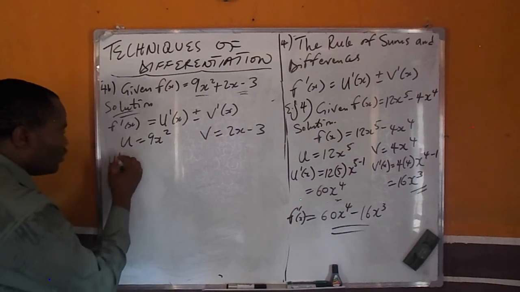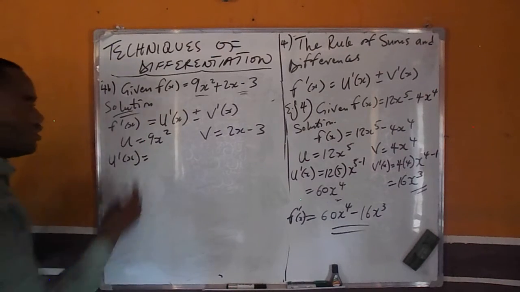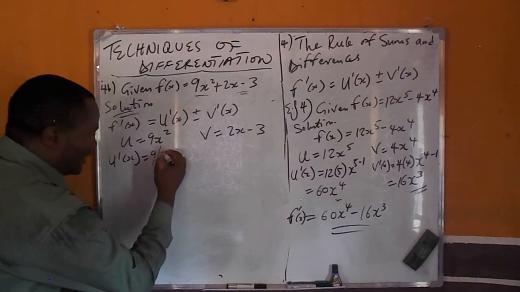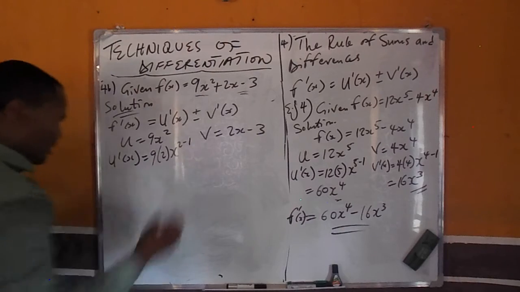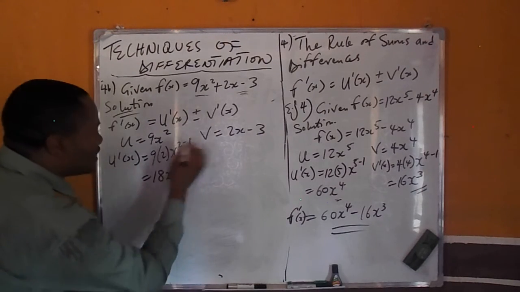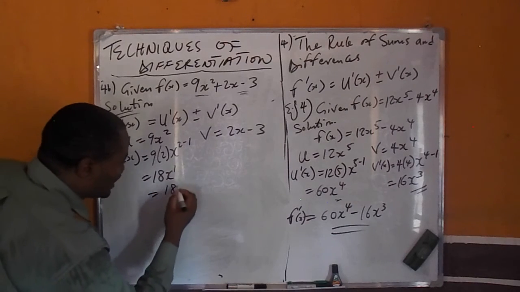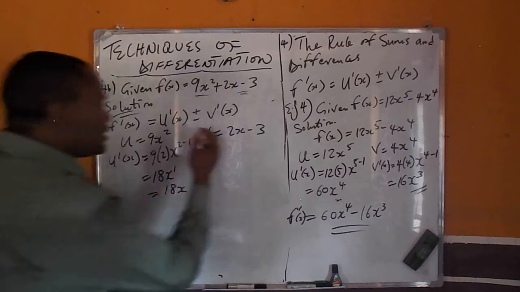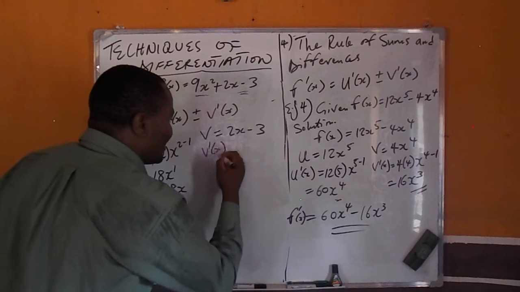Now, u prime s equals 9. This 2 will come down: 9 times 2s raised to power 2 minus 1, which equals 18s raised to power 1. So u prime s equals 18s.